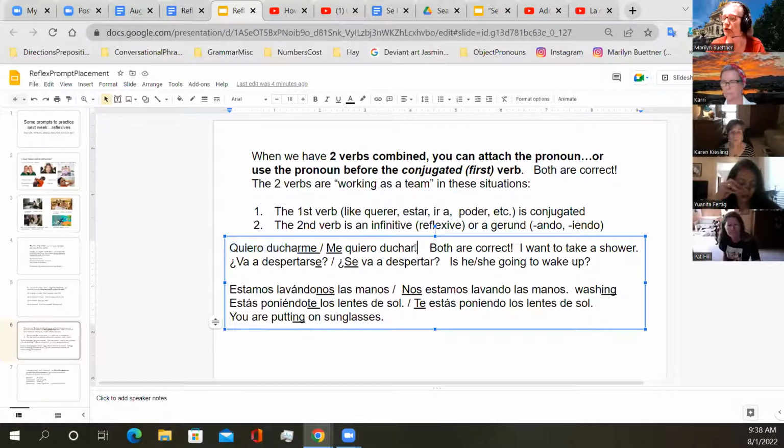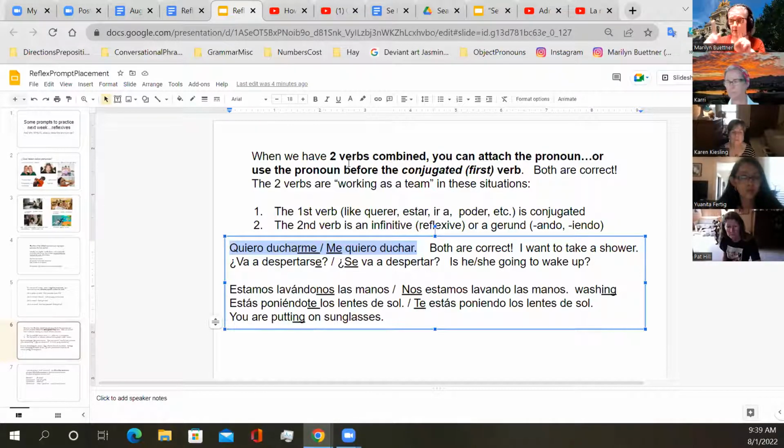And there are two positions that are both equally used, equally correct, for the little pronoun. We can attach it to the end of the infinitive, or we can put it in the usual place, which means in front of the conjugated verb. So, quiero ducharme, me quiero duchar, they both mean the same thing. You can put the me in either place and it's right.